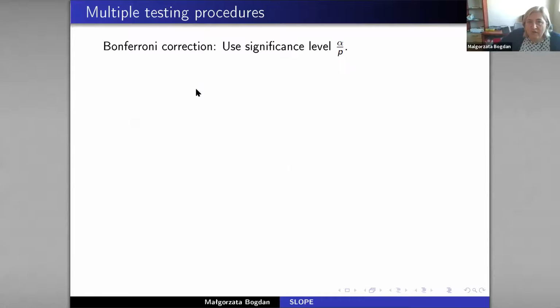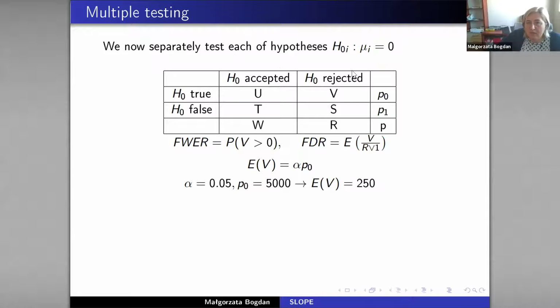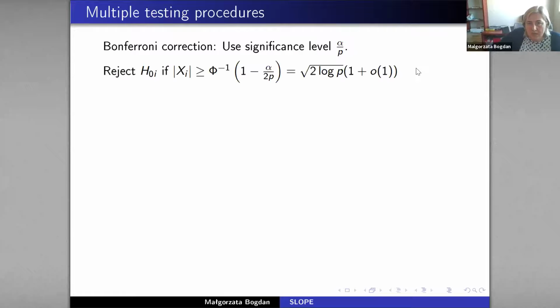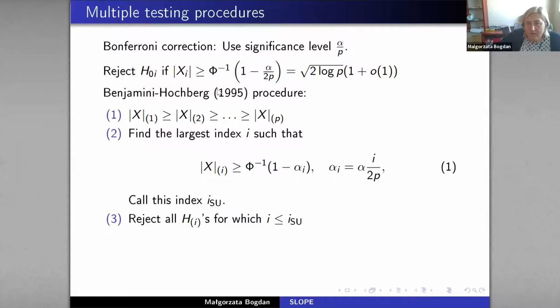For each of these tests, we test the same hypothesis, that mu i is 0. So each of these tests is the same. We are testing, is this gene important or not? Then the second test is for the second gene, test number 3 for the third gene. So we test one after another.